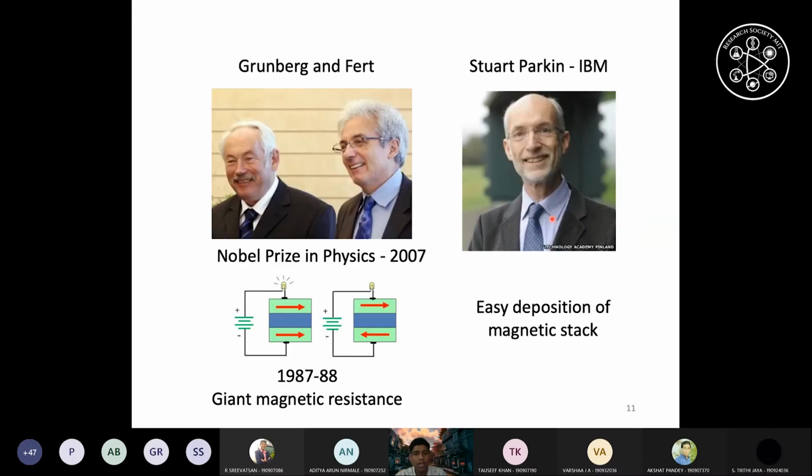Later, these guys discovered a phenomenon for which they were awarded a Nobel Prize in 2007. This is one of the quickest, one of the shortest terms in which a Nobel Prize is awarded. Normally, it takes 30 or 40 years to get a Nobel Prize. For example, the Higgs boson: the guy gave the theory in the late 60s, and he got the Nobel Prize just a few years back when it was experimentally proven.